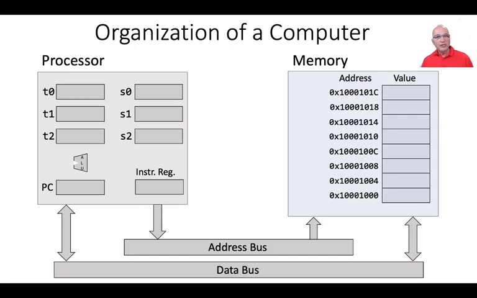The processor also has an arithmetic and logic unit called the ALU. The arithmetic and logic unit is where all the add, subtraction, logic operations, shift operations will take place.